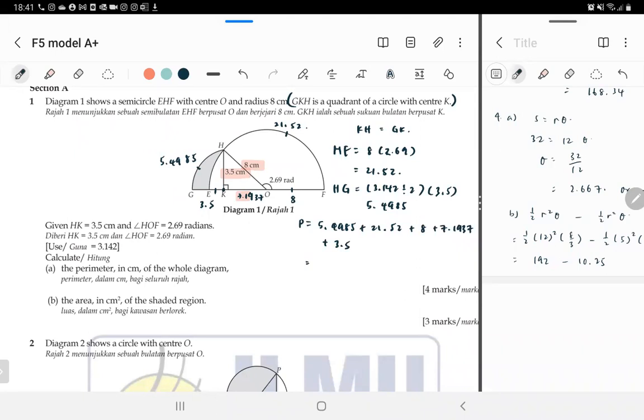Wait, what? This one. 45.7084. Yeah, I suppose. 45.7. I got 7.1. Okay, and then to four significant figures. So 7.1, yeah, cm.